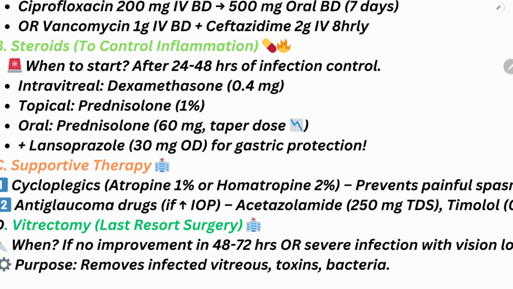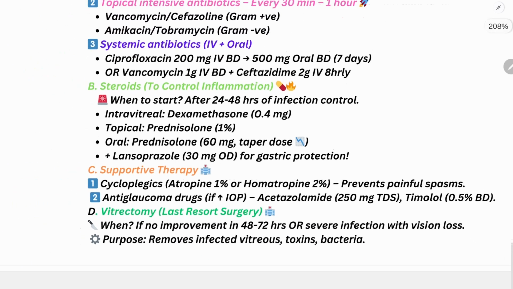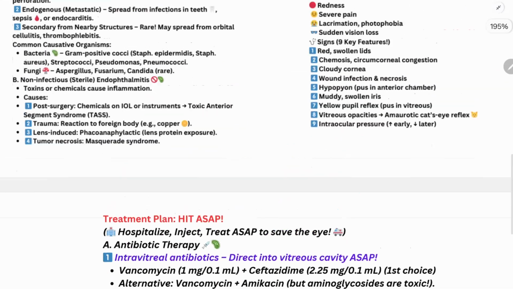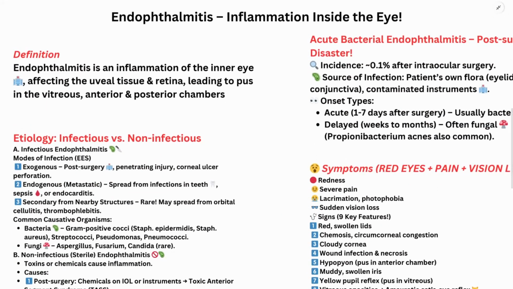And the last option is vitrectomy, which is a surgical option. So when are we going to do it? If no improvement in 48 to 72 hours, and the purpose is to remove infected vitreous, toxins and bacteria. So these are the important points that you must remember regarding endophthalmitis.